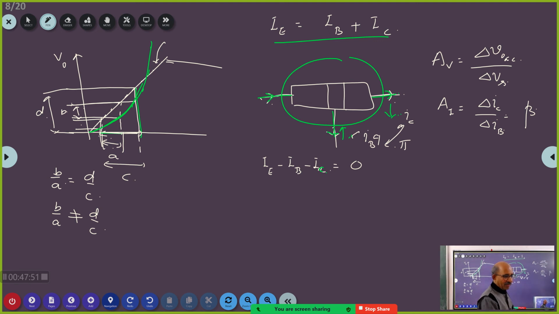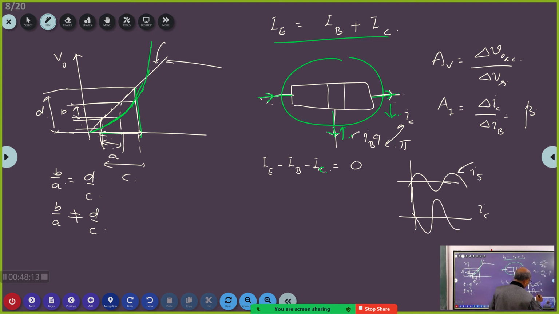Change in IC will have a phase difference. That is, if IB is varying like this, then the corresponding IC, how will it vary? It will vary like this. Understood? So there is a 180 degrees phase difference between the two. Minus here. So therefore, we have to write it as minus.